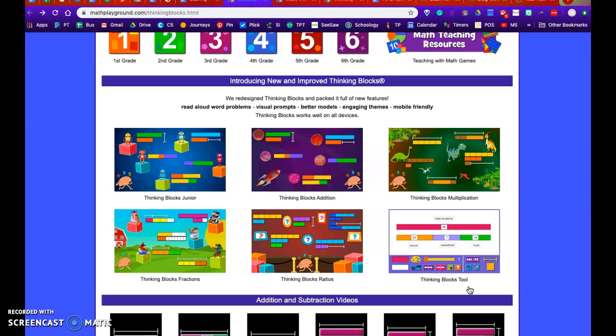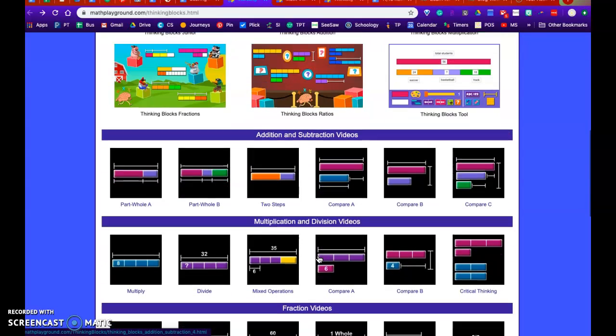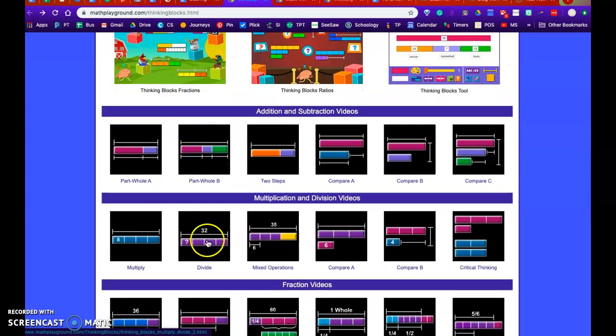This website offers many activities for students. On their homepage, you will see games for different skills. If you scroll down, you will see videos that explain how to navigate the different skills and activities. I'm going to be showing you Thinking Blocks Addition in a second, and these videos go through each set that is available and explain how to solve each problem.